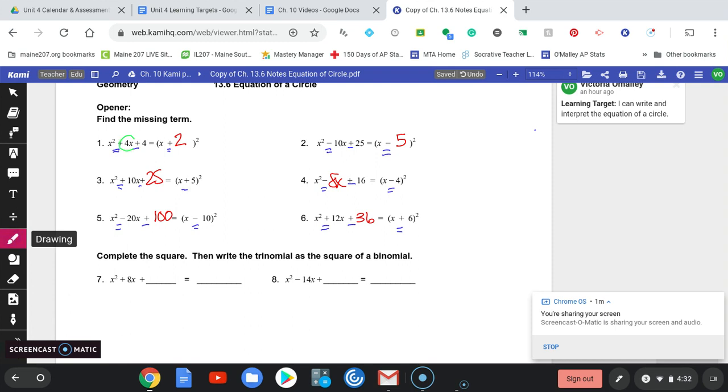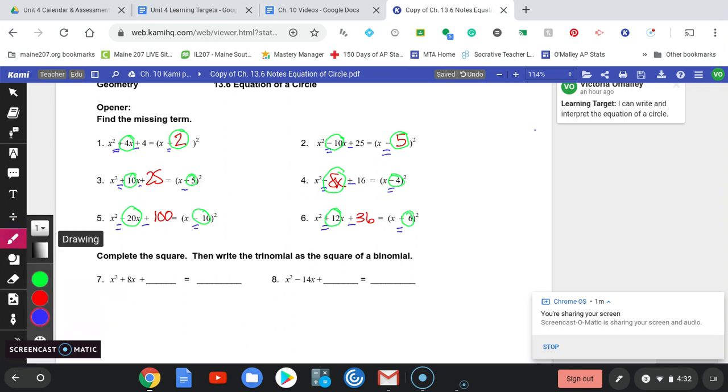Now the next thing I want you to do is compare the middle term with a number in the binomial, and hopefully notice that it is half. So over here, if you take half of 10, you get 5. If you take half of 8, you get 4. If you take half of 12, you get 6.